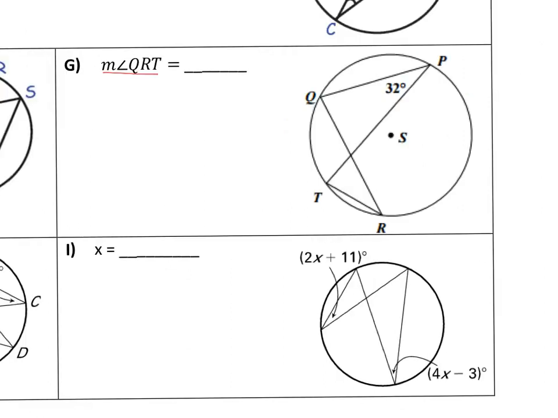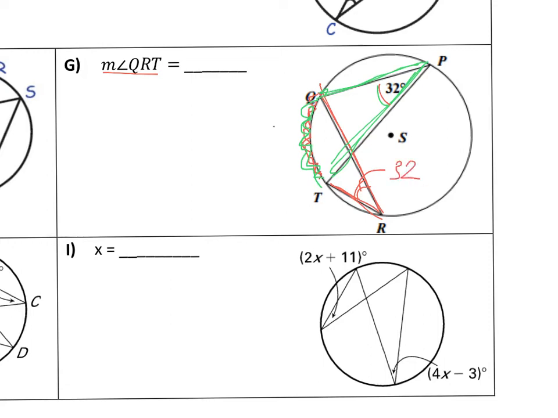Next one, now I'm looking for an angle measure. So let's figure out where that angle is. It's going to be QRT. So that's this angle right here. Now, the thing is, if I had this arc measure, Q to T, I would have no trouble finding it. Well, it looks like they give me this angle, which is angle QPT, which opens up to the same arc. All right. Well, based on my theorem, I know that these two angles have to be congruent, which tells me that this angle is 32 degrees.